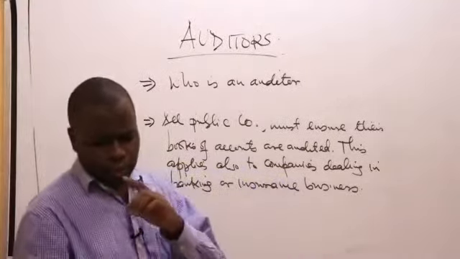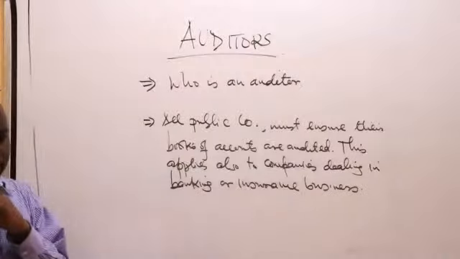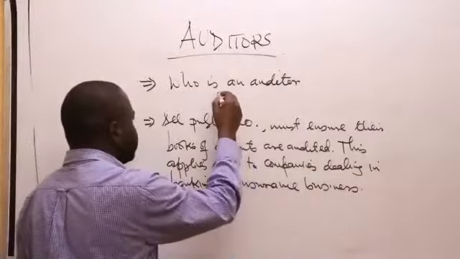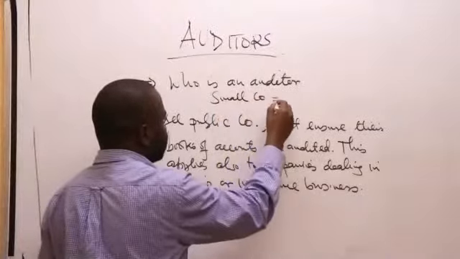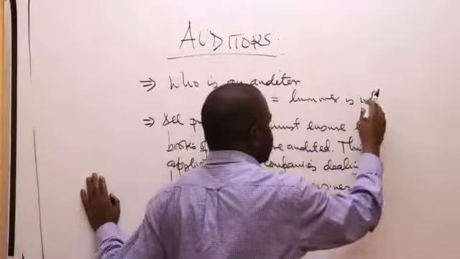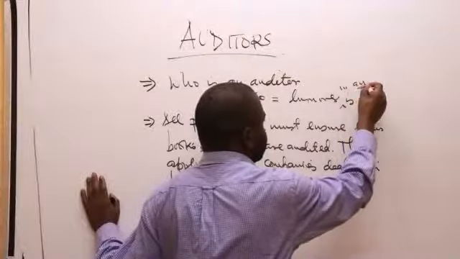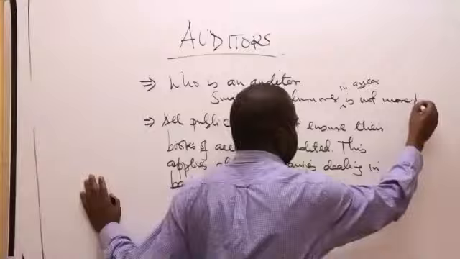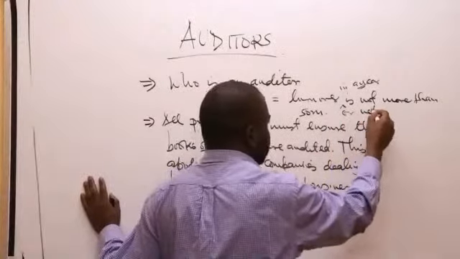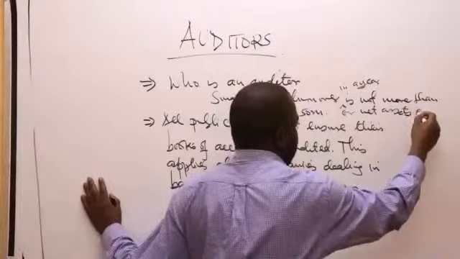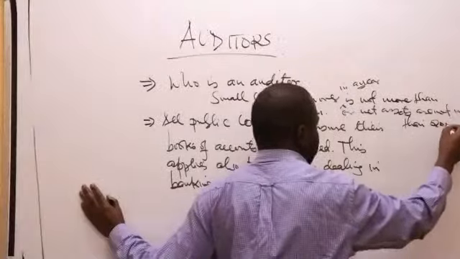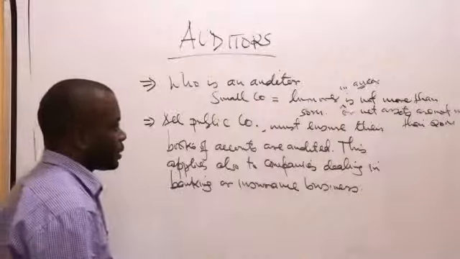So the threshold for ascertaining whether a company is a small company is this: a small company means that the turnover in a year is not more than 50 million, or the net assets are not more than 20 million. In such a case, such a company will be categorized as a small company.